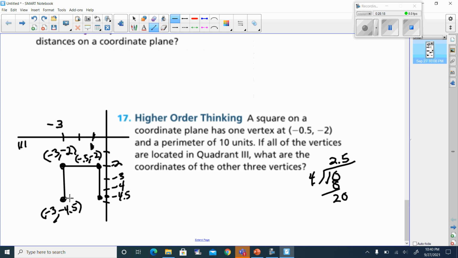And then, of course, that would put us right back over here to make our square, right? This might not be the prettiest square in the world, but it is a square for all intents and purposes. And that means my last coordinate would be at negative 0.5, excuse me, and it would be at negative 4.5. Or 4.5, whichever one you want to look at it.